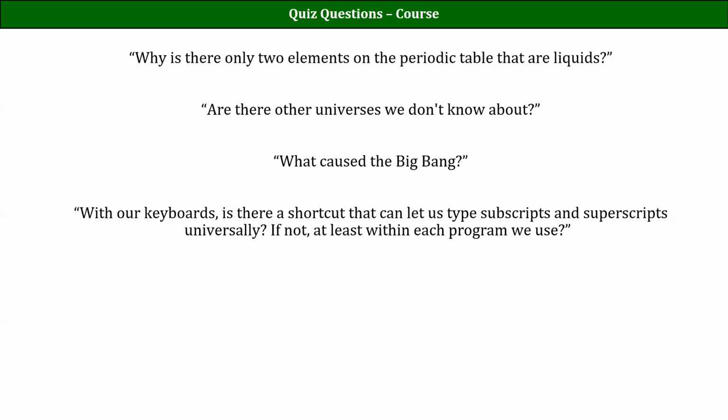Lastly, on a more practical note, is there a shortcut for subscripts and superscripts? Universally, no. There are keyboard shortcuts in Microsoft Office. Subscript is Control equals, and superscript is Control Shift equals. And I believe it's Control period and Control comma in Google Docs.